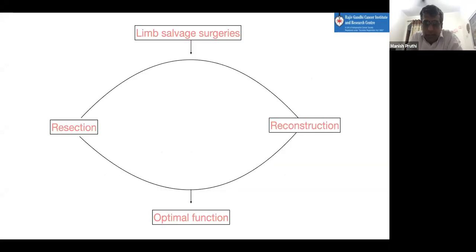So for any limb salvage surgery, there are two important aspects. First is the resection of the tumor and second is reconstruction. And the aim is to give a patient an optimal function.